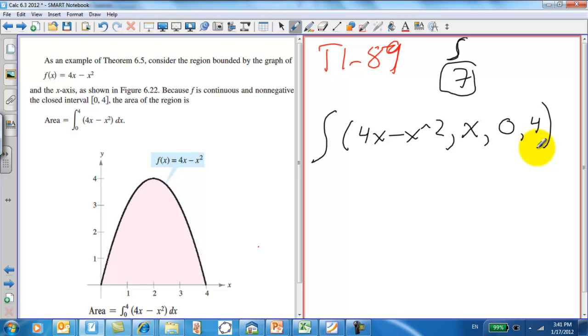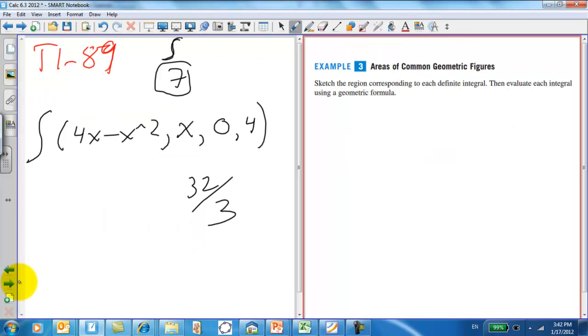Okay? And when you do that, you get 32 thirds. See, we got this 4 by 4 big square, which would have been 16, and 32 thirds is a little more than 10. That looks about right. Now, we'll come back to this again in future chapters. In 6.4, we'll actually do the fundamental theorem of calculus and see why that works. But for right now, we're going to stick to doing the integrals of some common geometric figures.